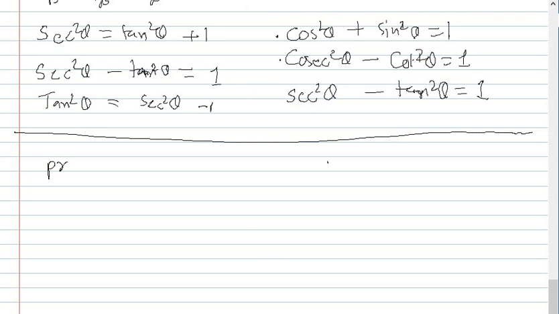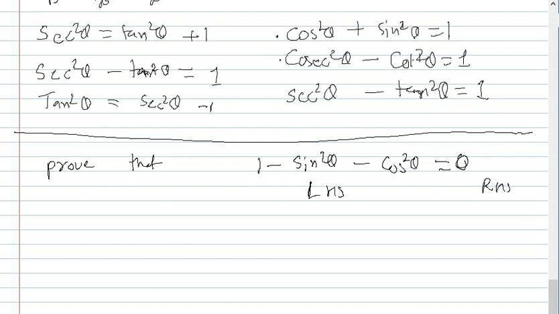For example, prove that 1 minus sin square theta minus cos square theta is equal to 0. Here, we have to prove this is LHS and this is RHS. So we have to prove LHS is equal to RHS.